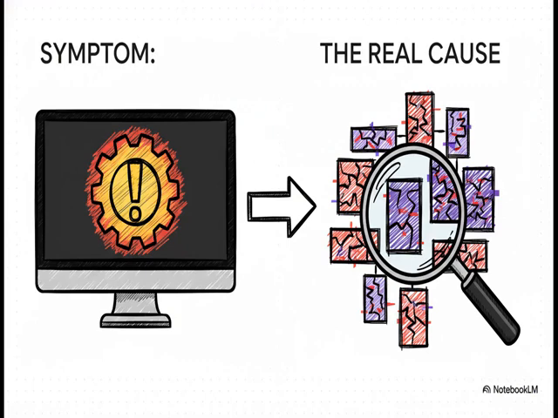Think of it this way. A disappearing taskbar is like the check engine light on your car. It's not the problem itself, it's a warning sign. It's your computer telling you that some of the core components that draw your screen, things like the Windows shell, the Start menu, Explorer itself, have probably gotten damaged or corrupted somehow.